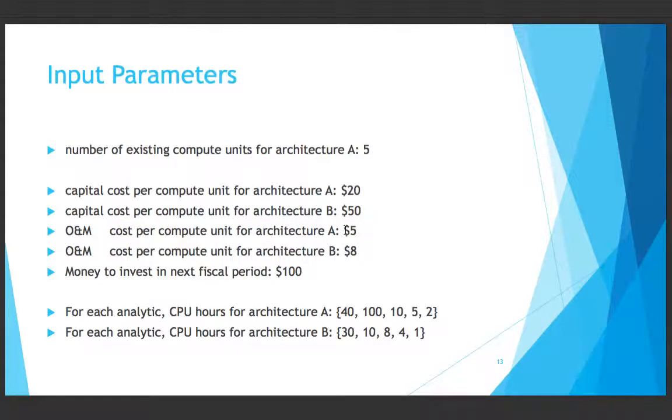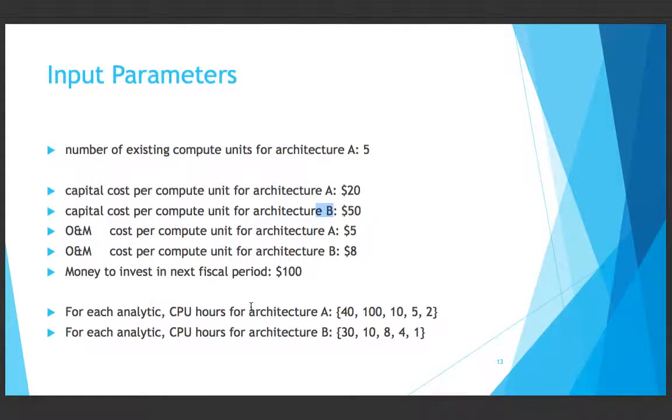Now, I have another choice. I could also buy something more expensive, architecture B. And again, the O&M cost is correspondingly slightly higher. And the question is, I have $100 to invest in the next fiscal period. Should I buy A or B?